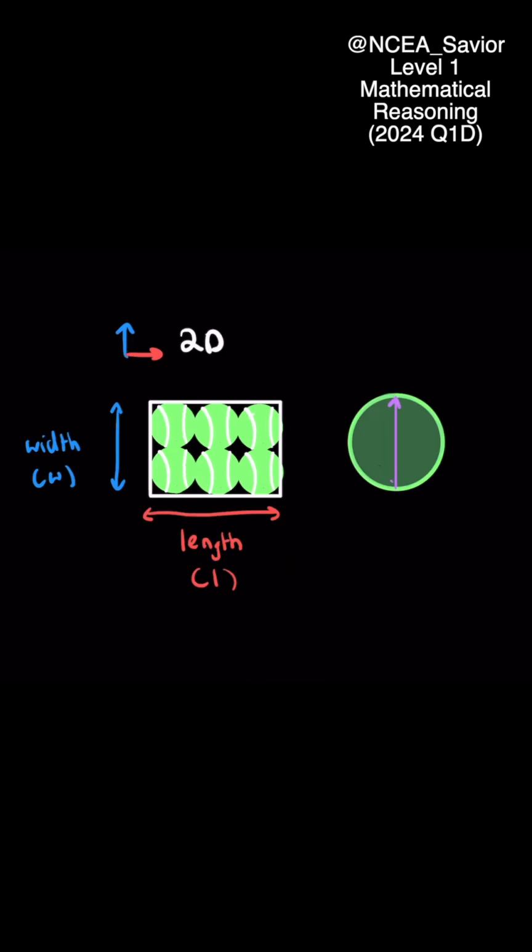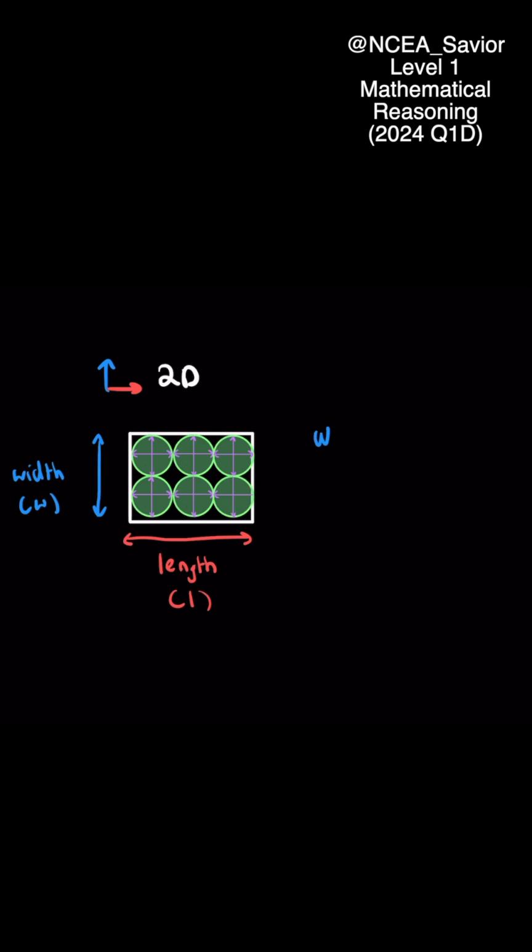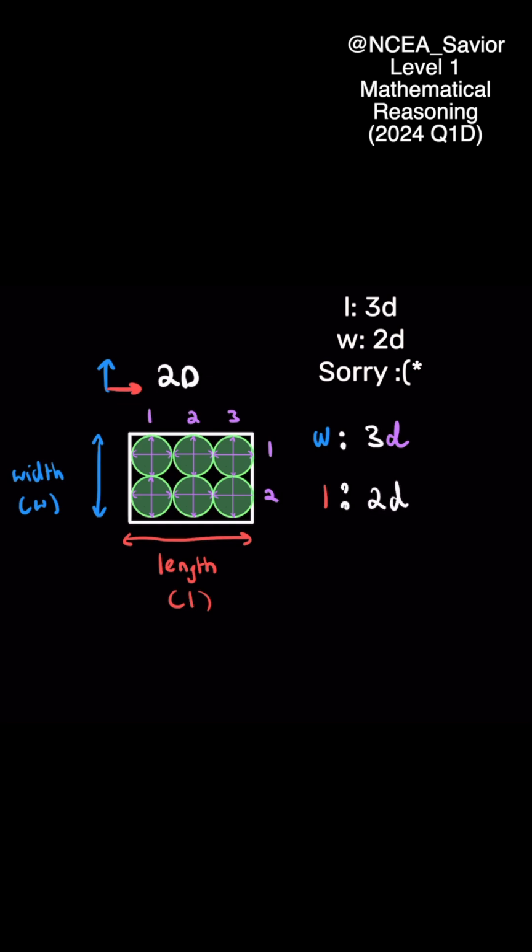Let's focus on a single tennis ball, represented here by a circle. The diameter of a circle is the total distance across it, passing through the center. Now, if we place these circles inside the box, we can see that the length of the rectangle is made up of 3 diameters, which we write as 3D, and the width is made up of 2 diameters, written as 2D. This means we can rewrite our area formula as area equals 2D times 3D.